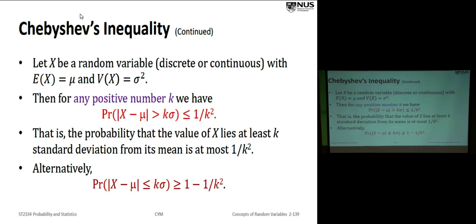So the expectation of X is defined to be mu, the variance of X is defined to be sigma squared, and I'm supposed to know these numbers, i.e. that they at least exist. This inequality is useless otherwise.